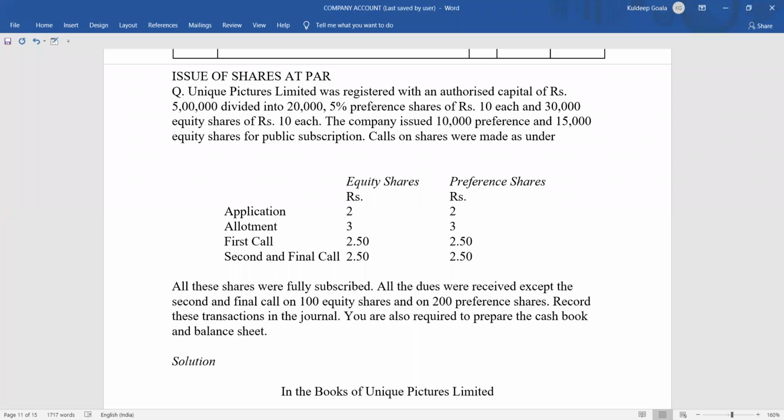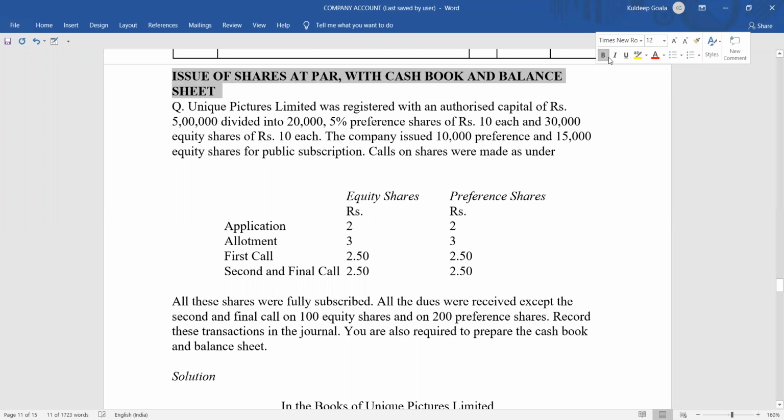We know par means the face value, and at the same face value we are issuing to the public, also selling to the public. So that is issued at par. In addition to that, we will get cash book as well as balance sheet. And the balance sheet is very, very important. So let's start.